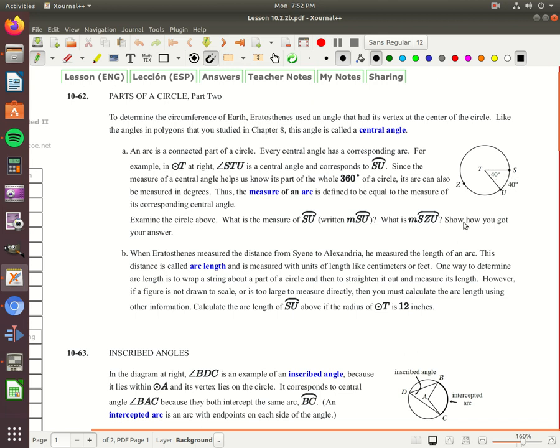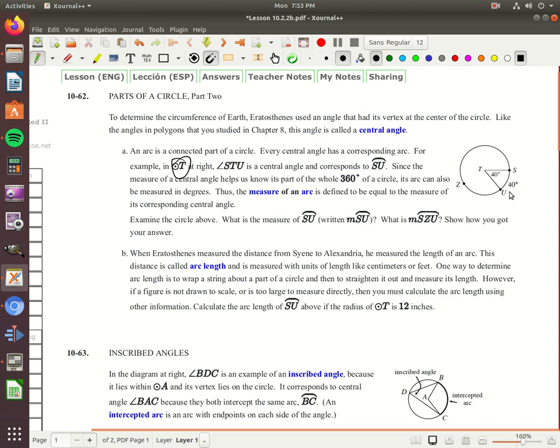We should know what an arc is from previous chapters. For example, circle T, by the way, this is how you say circle T: you name it with the center of the circle. So at right, angle STU is the central angle, and it corresponds to this arc of SU.